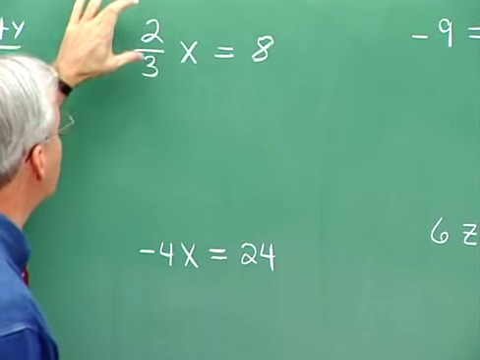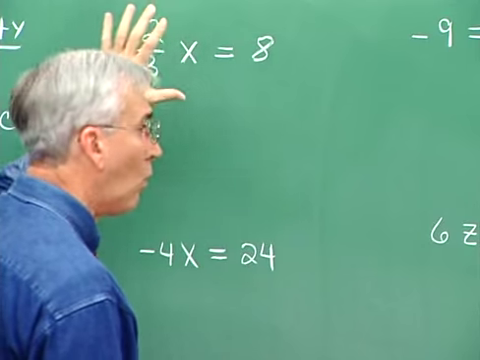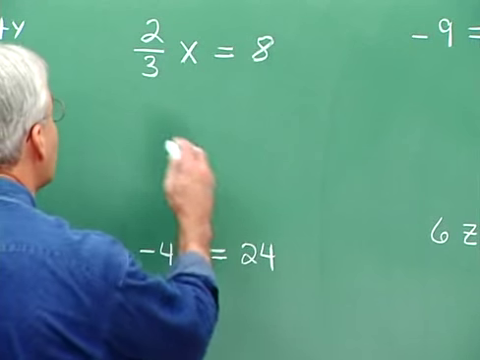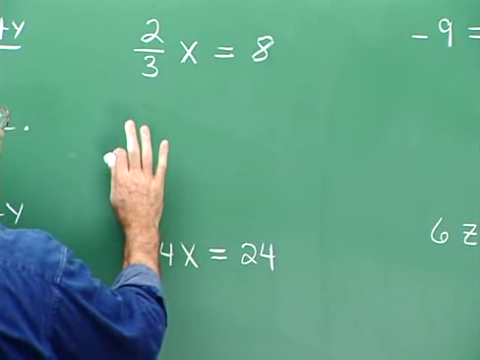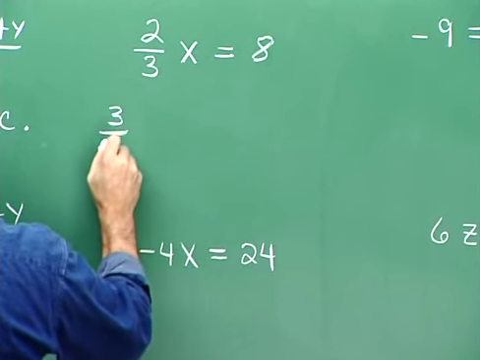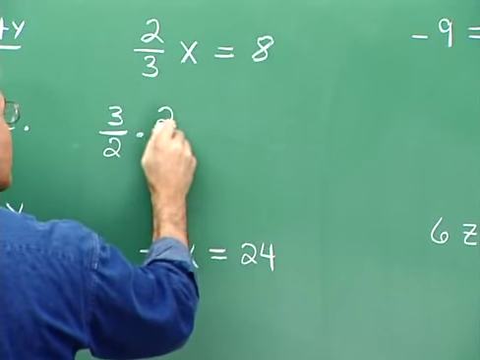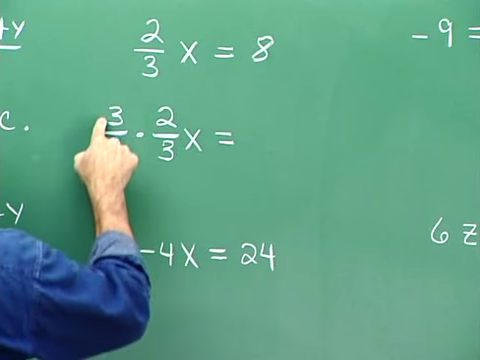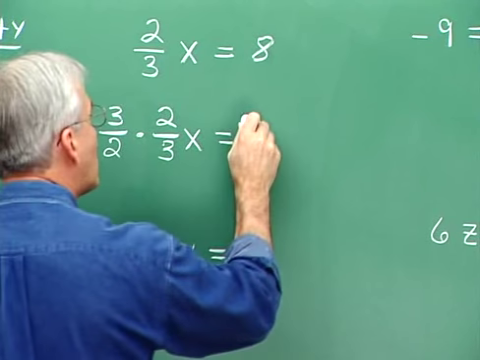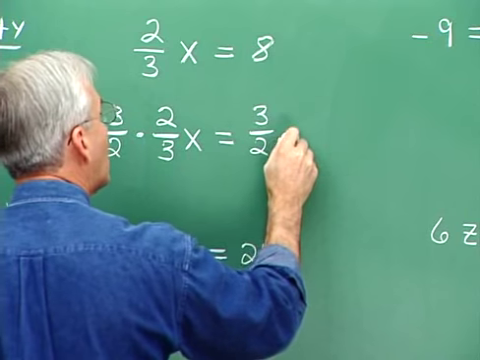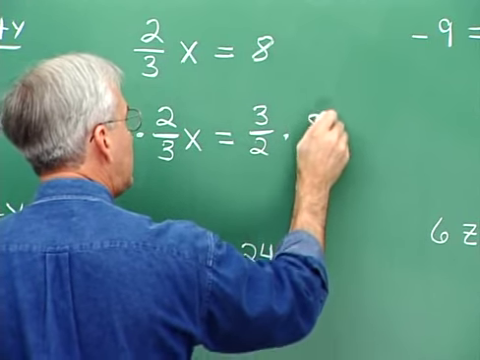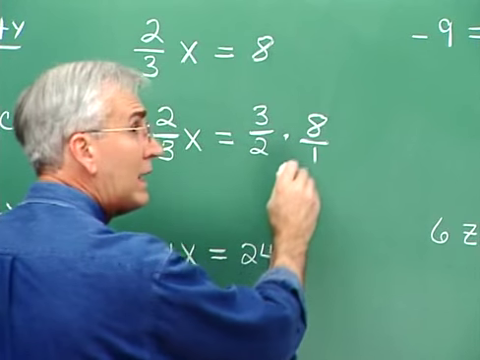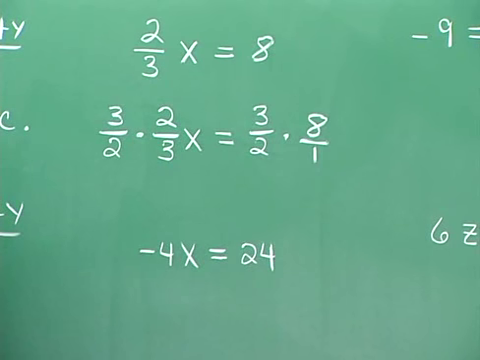Now notice it's 2/3 times x. And one way to clear this fraction is to multiply by the reciprocal of that fraction. So we could do this. We could just introduce a factor over here, which is the reciprocal of what we see. Now, does it make sense that if we multiply by 3/2 on the left, we need to also multiply by 3/2 on the right? So we're multiplying by 8. I'm raising the 8 because I want to think of the 8 as 8/1 in order to get that cancellation correctly.